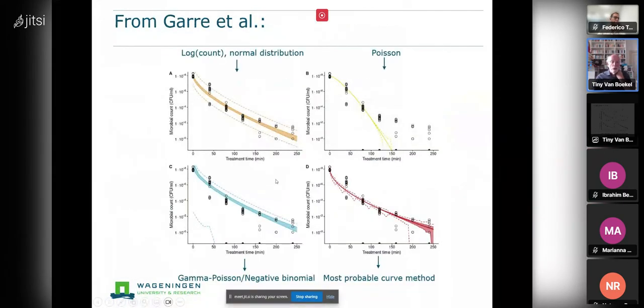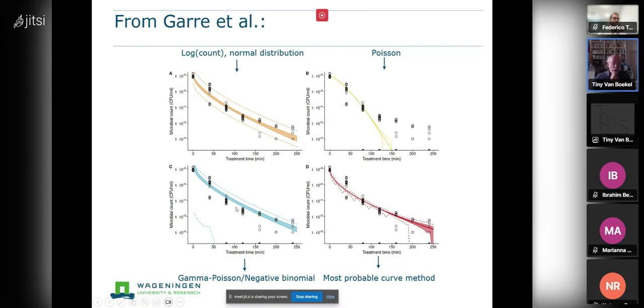But what we did is we also compared the different types of approaches. So this is what most people do. You take the log of the data and you assume a normal distribution. You get this kind of plots for inactivation. If you would take a Poisson distribution, it's completely wrong. And this is because the mean and the variance are not the same. So you get completely different fits that make no sense at all.